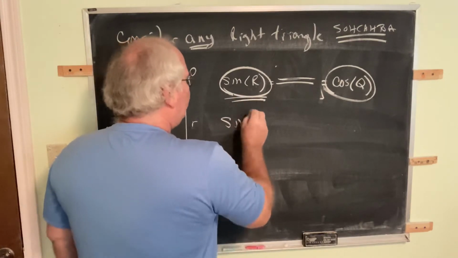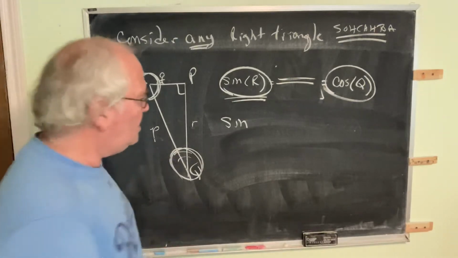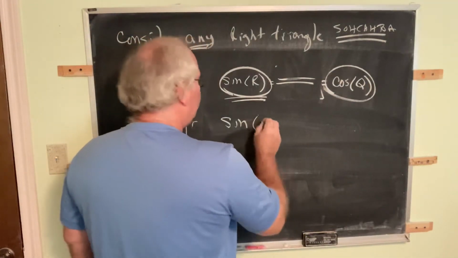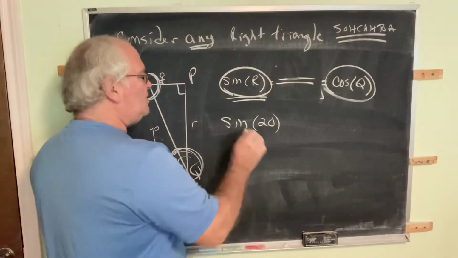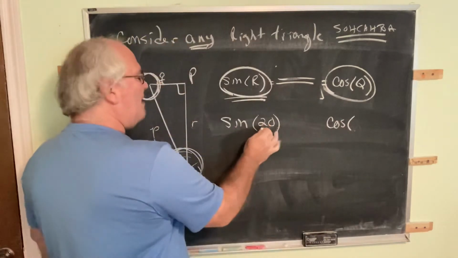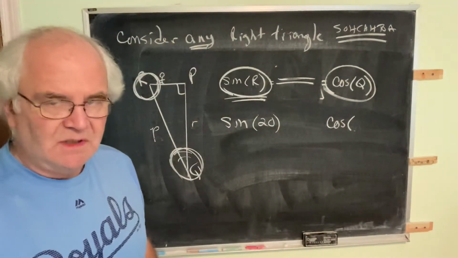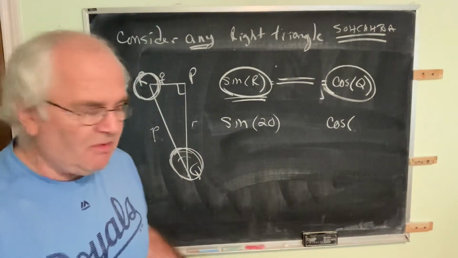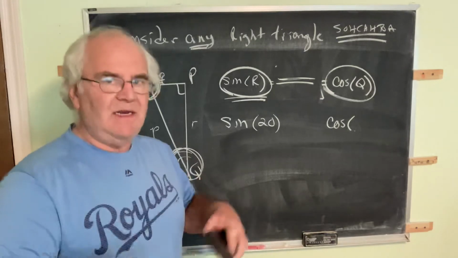So pick any acute angle you want. Sine of, let's say, pick a number out of the blue sky, sine of 20. If you take the cofunction, I want the complement of 20. What is the complement of 20? Complement of 20 is 70. And where did that come from? That came from 90 minus 20.